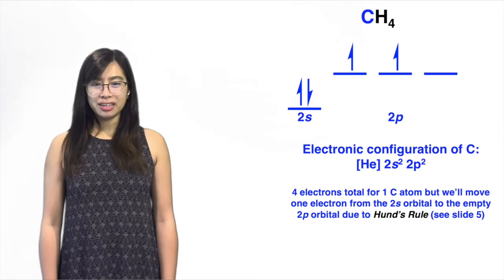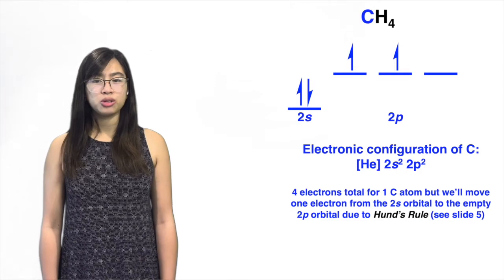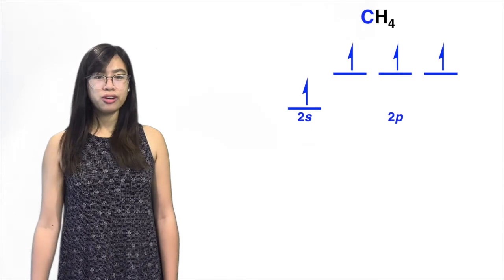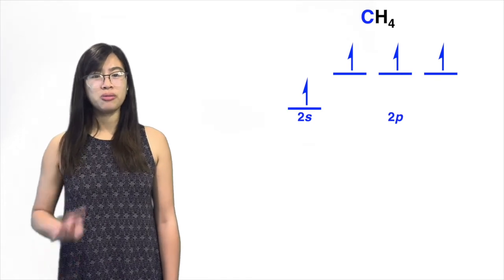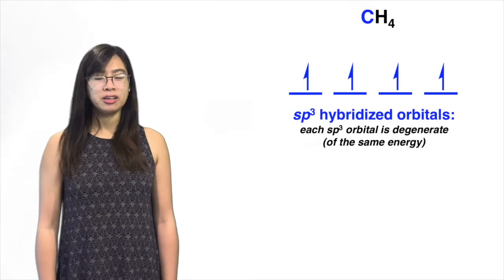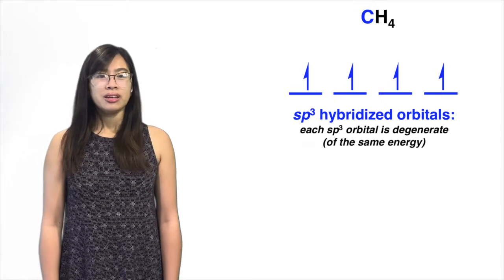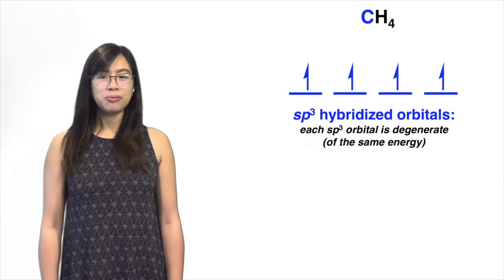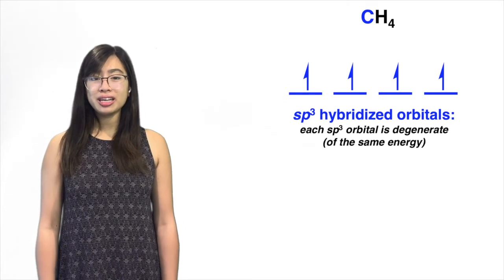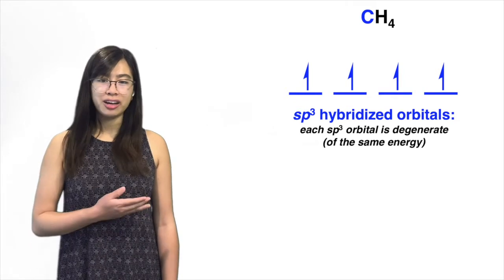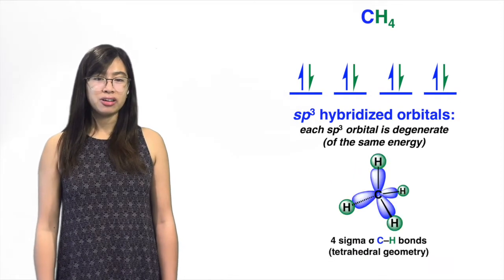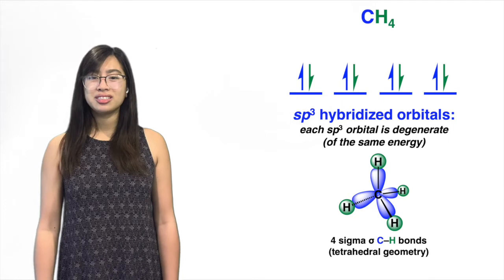If the atom gets excited, one electron from the 2s orbital will move to the empty 2p orbital due to Hund's rule, and then all 4 orbitals hybridize together to form 4 sp3 hybridized orbitals that are all of equal energy, also known as degenerate. Now, using valence bond theory, each of the 4 bonds in methane is represented by the overlap between a sp3 hybridized atomic orbital from the carbon atom and an s orbital from a hydrogen atom. So all bonds in methane are single bonds, and therefore they are all sigma bonds.